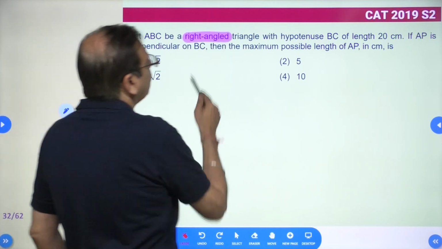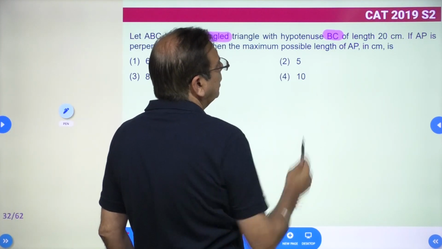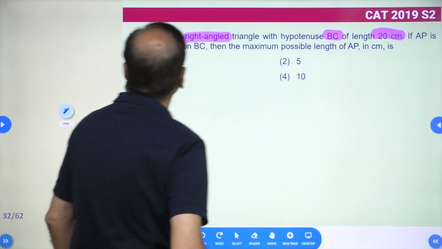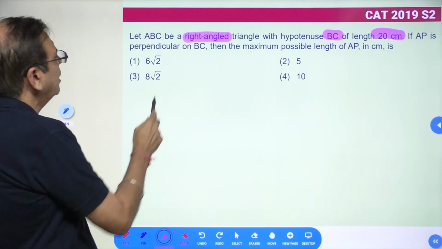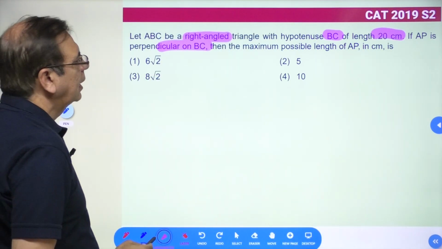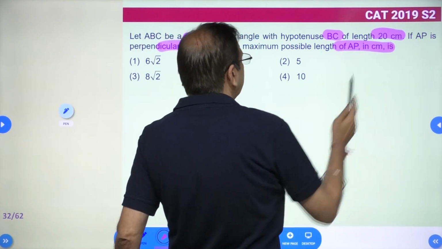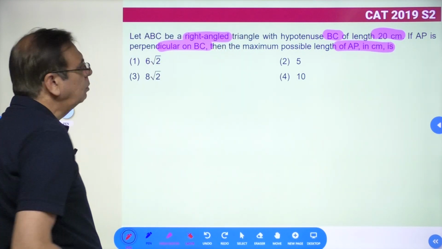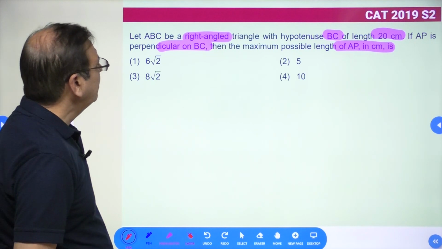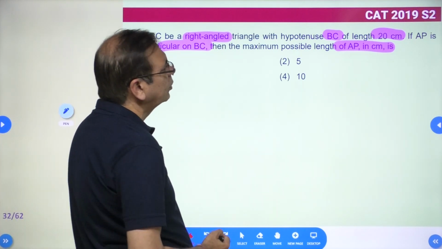ABC is a right angle triangle with hypotenuse BC of length 20 centimeters. If AP is perpendicular on BC, then what is the maximum possible length of AP in centimeters? Okay, let's make the figure and see. ABC is a right angle triangle with hypotenuse BC.